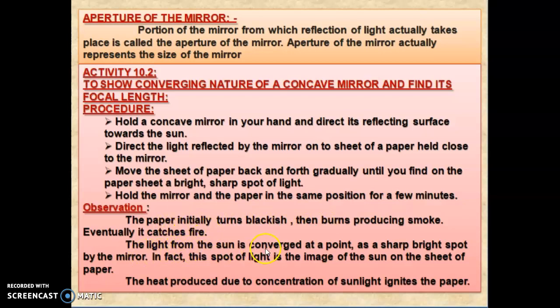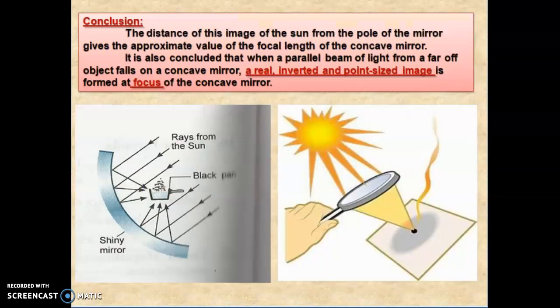So the light from the sun is converging at a point as a sharp spot by the mirror. In fact, the spot of light is the image of the sun on the sheet of paper. The heat produced due to the concentration of sunlight burns the paper. Now you can see the diagram. This is a concave mirror. The rays from the sun fall on it and converge at a point. They meet at one point, so the paper gets burned.